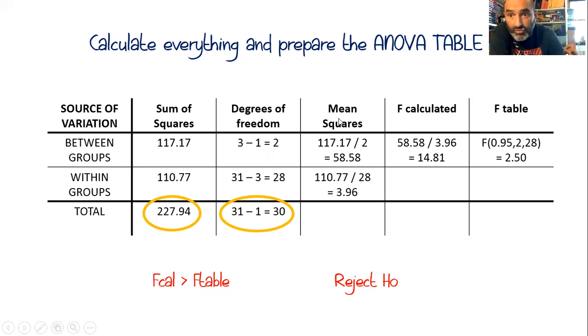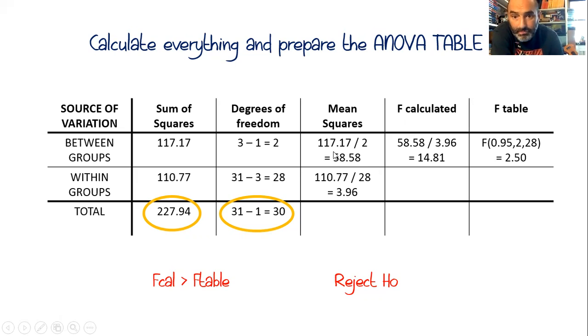I'm converting sum of squares to variances. 117.17 divided by 2, 58, 58. 110.77 divided by 28, 396. Now, this is the funny bit. Because of these degrees of freedom, you're going to see that even if between groups is slightly larger here, since the within group variation is generally divided into a larger degrees of freedom, it becomes a lot smaller in the end. And the between group variation is a lot larger, remains larger.